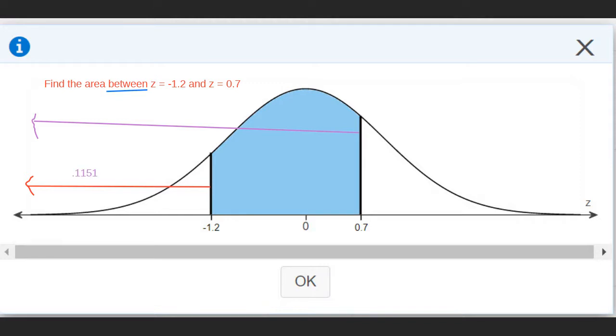And then the area to the left of positive, let me make sure I did negative 1.2 right. Yeah. Keep in mind that when they don't have a number in the hundredths place, it's 0. So this one also is 0.70. The area to the left of 0.70 is 0.7580.